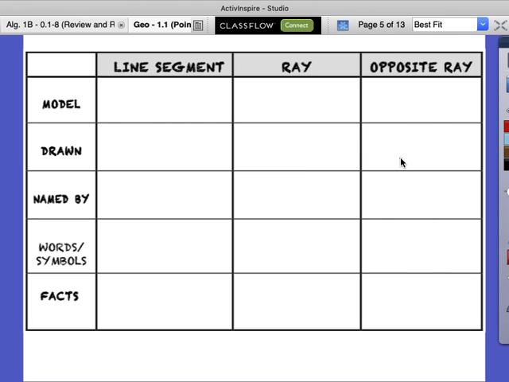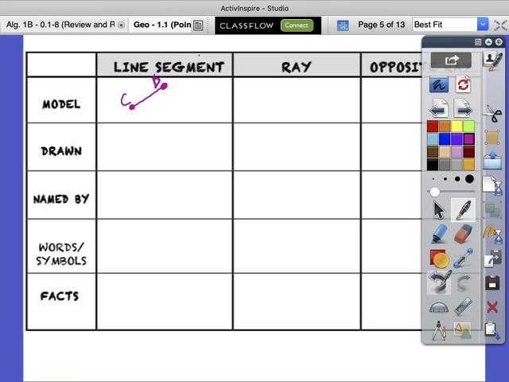So we're going to flip the page here. We're on the second page of our notes, and we're now talking about a line segment, okay? A line segment. So it's similar to a line, but it's going to be a segment of that. So a model of it could look like that. That is a C and a D.